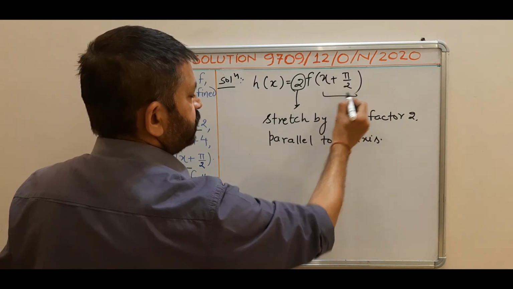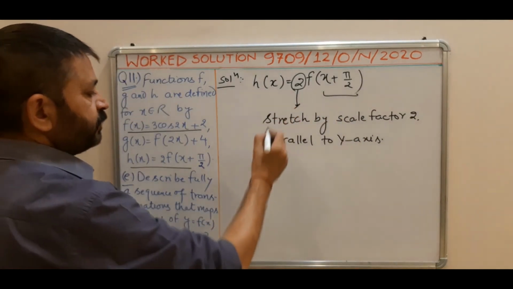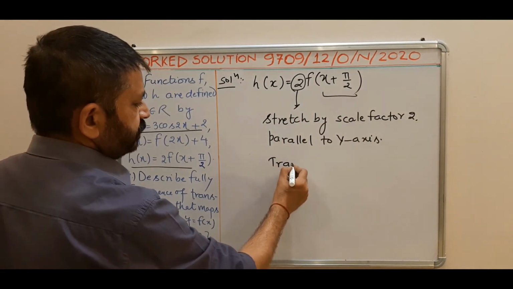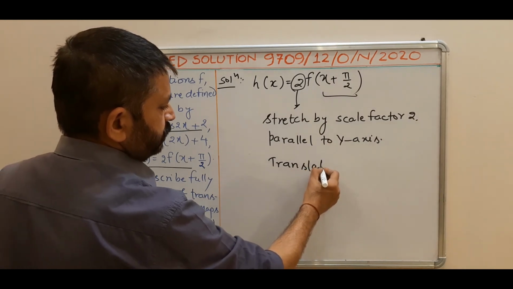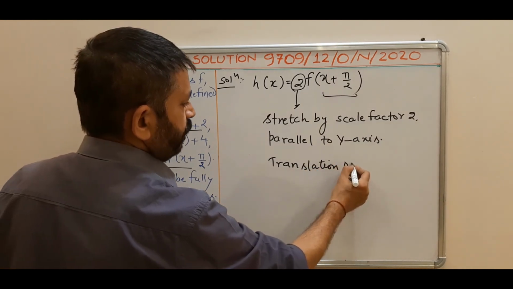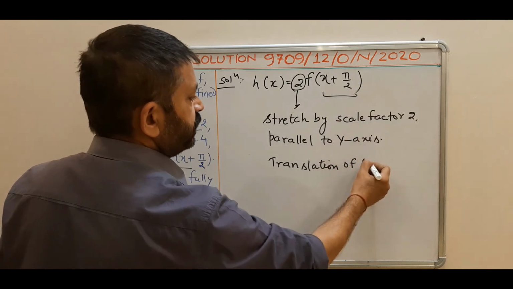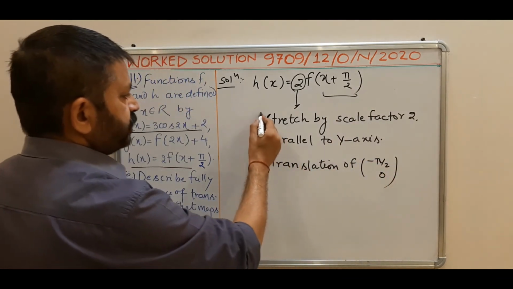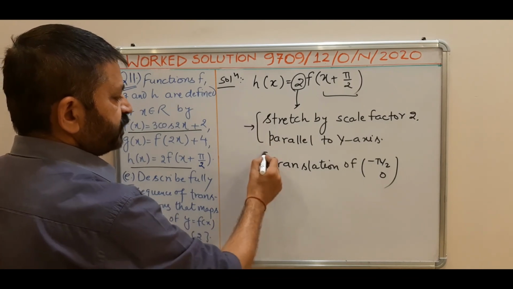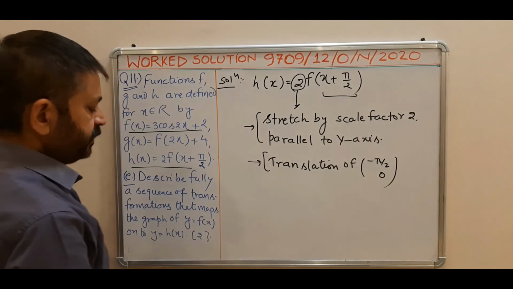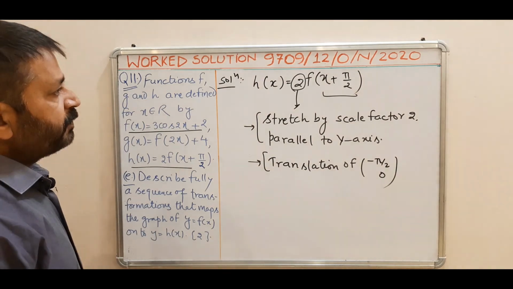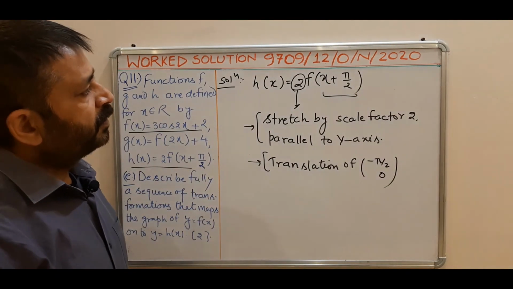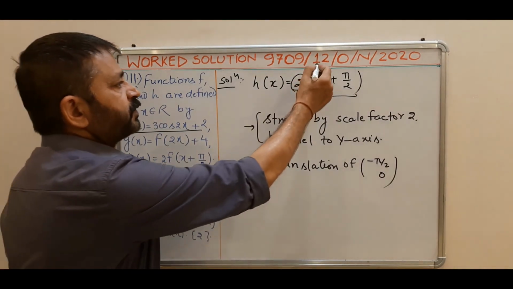And second part is this x plus pi by 2. So this is a translation of, as it is along x-axis, so minus pi by 2 and 0. So 1 mark for this transformation and 1 mark for this transformation. This is for 2 marks. So this is all about winter 2020 paper number 1-2.